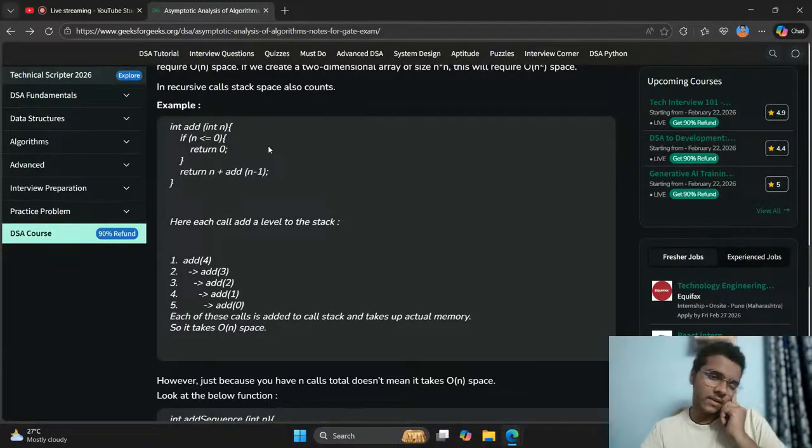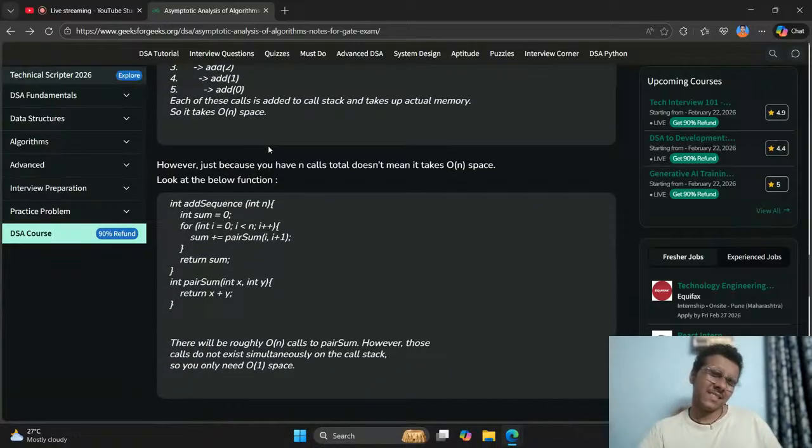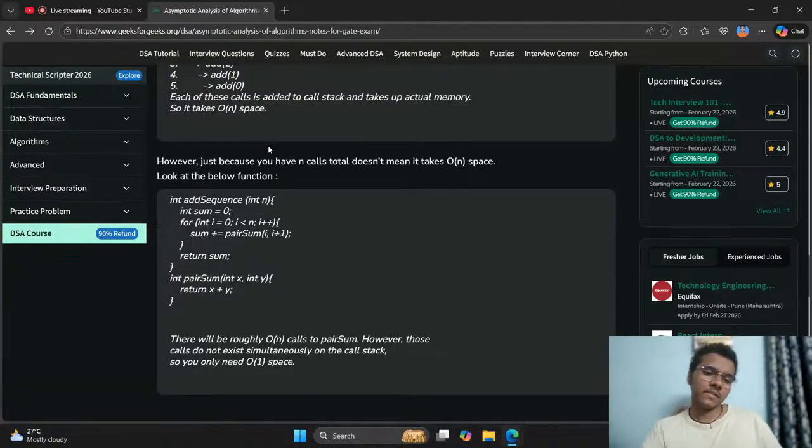int add(int n): if n is less than or equal to 0, return 0; return n plus add of n minus 1. So the recursion calls n times, makes sense. However, just because you have n calls does not mean it takes O of n space.